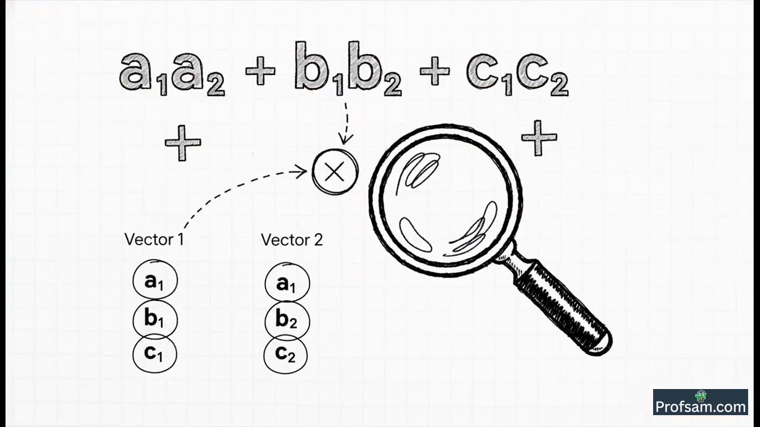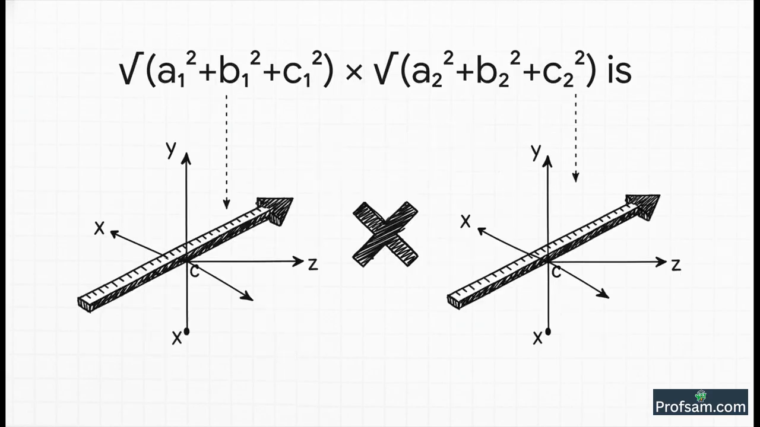Let's just look at the top part of the formula, okay? The numerator. It's just A1 times A2 plus B1 times B2 plus C1 times C2. Now, if you've done vectors, this should ring a bell. It's just the dot product. Seriously, that's all it is. You just multiply the first numbers, multiply the second numbers, multiply the third numbers, and then add them all up. That's it.